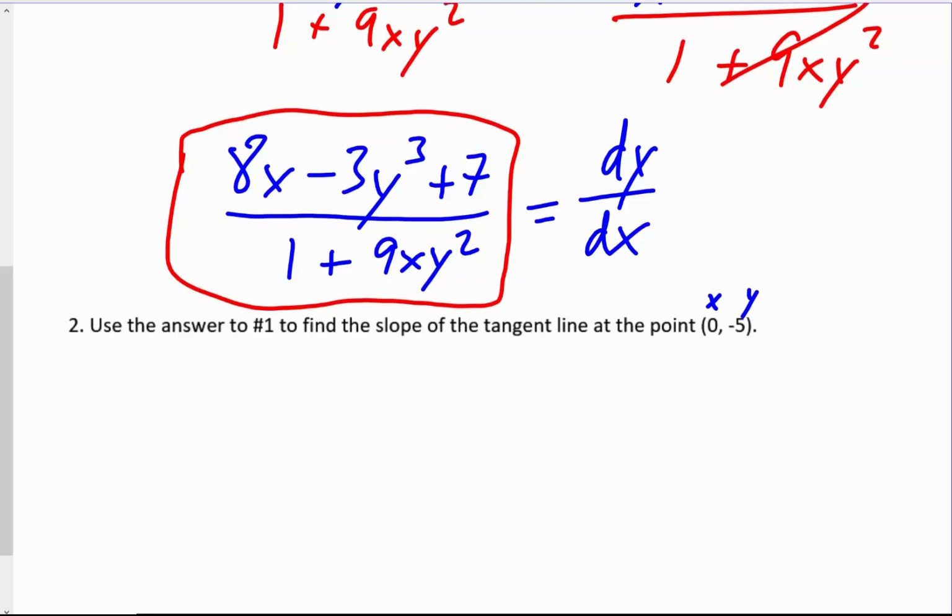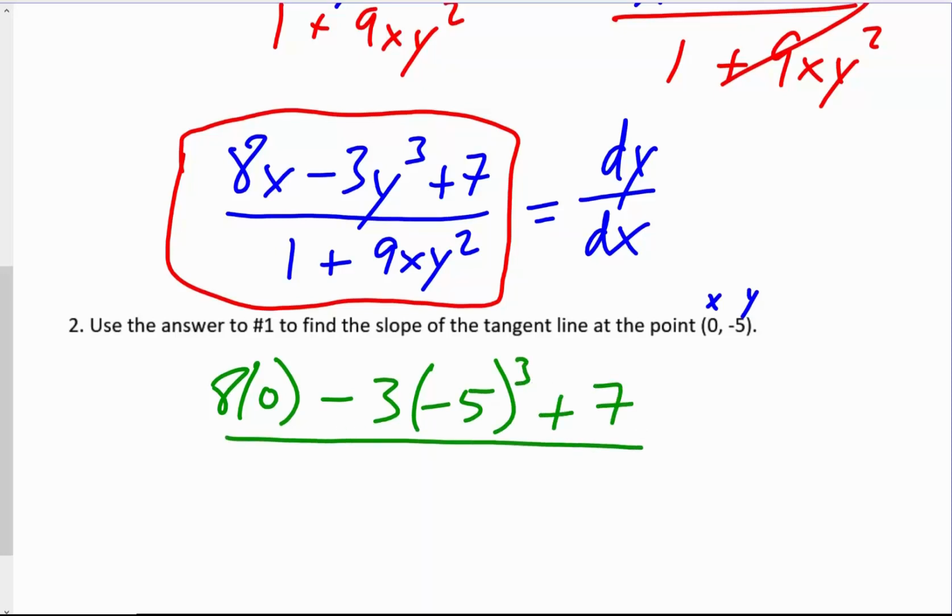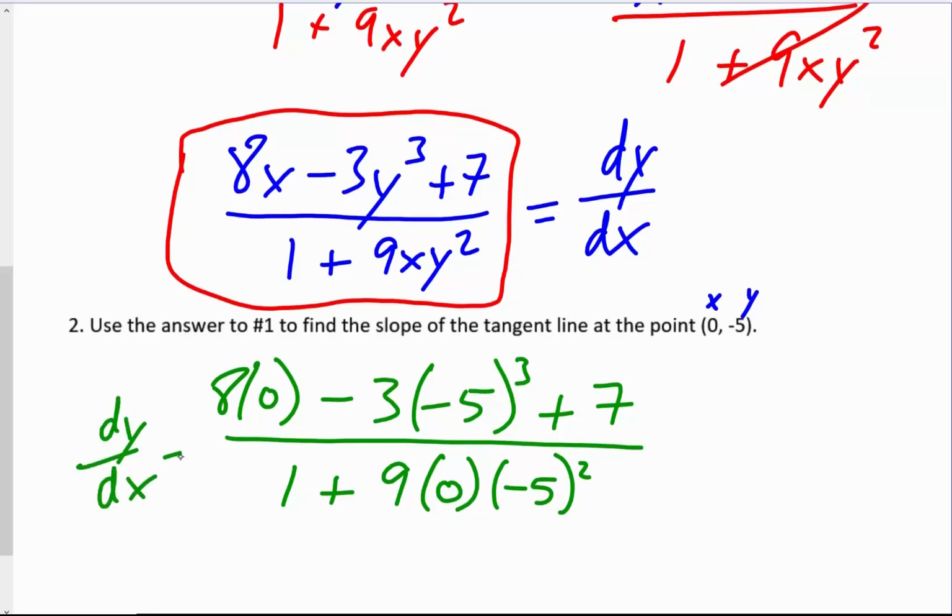Okay, so we have 8 times 0 minus 3 times -5 cubed over 1 plus 9, 0 for the x, and -5 squared. Okay, so some things we'll simplify quickly. We see that 8 times 0 is 0, so that's gone. The denominator, we have 9 times 0 times that. 0 times anything is 0. Okay, so denominator we have is 1.